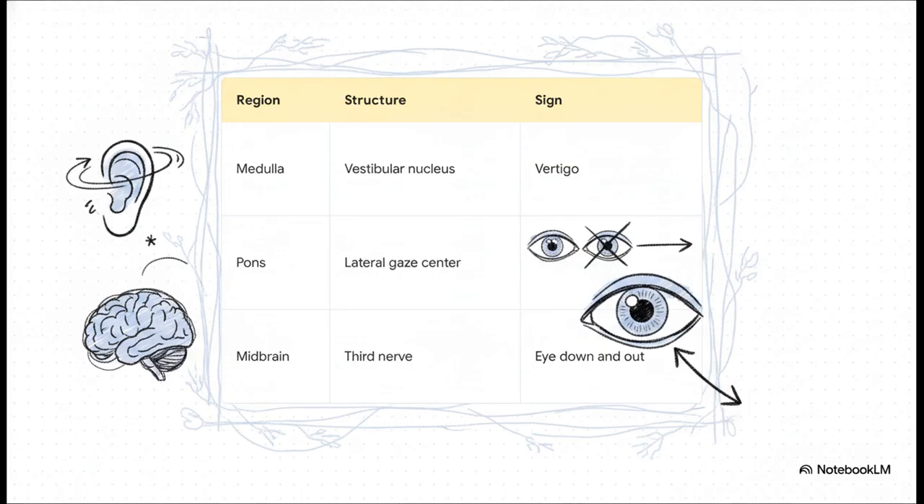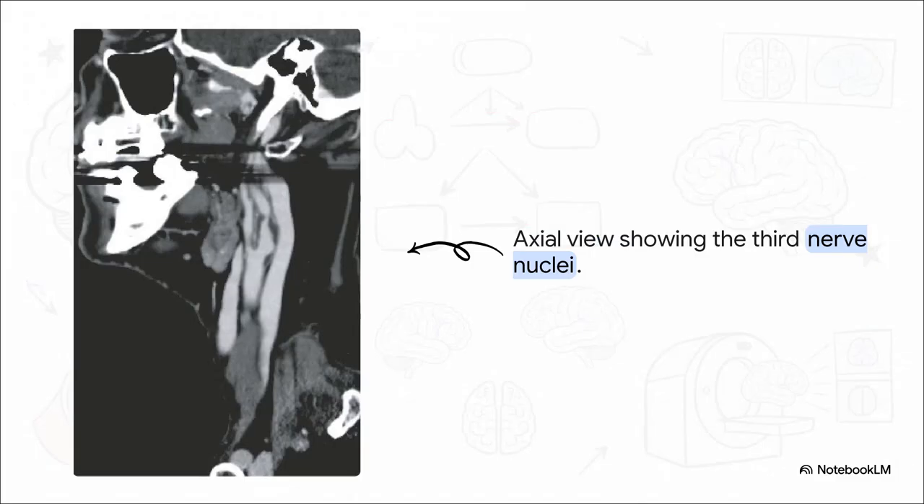For example, profound vertigo? That usually means the vestibular nucleus in the medulla or pons is hit. Unilateral gaze paralysis? The lesion is almost certainly in the pons. And if their eye is blown out and pointing down, the third cranial nerve in the midbrain has taken the hit. This cross-section brilliantly illustrates that precise structural anatomy we're talking about.